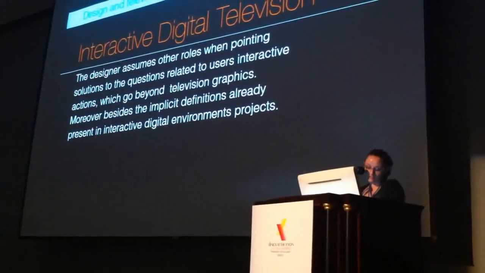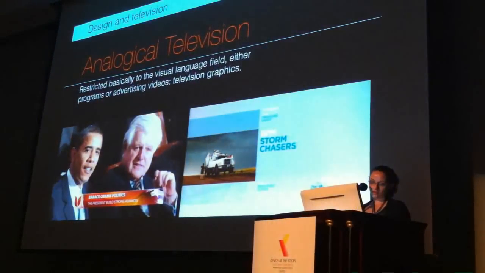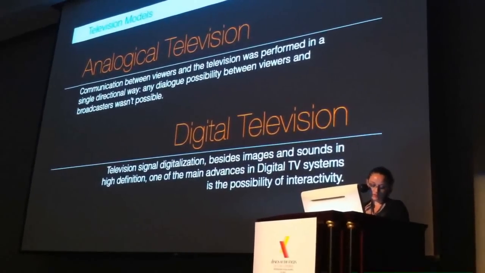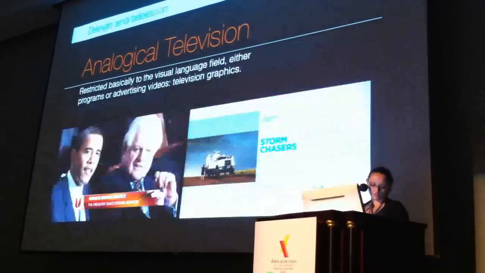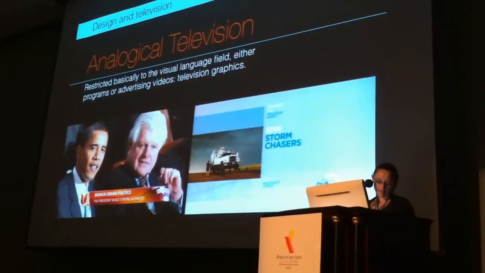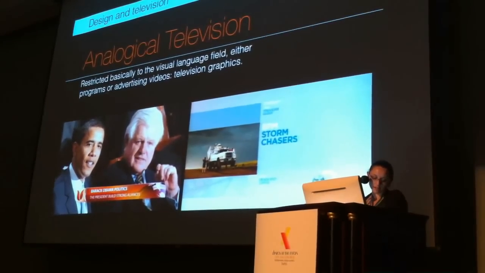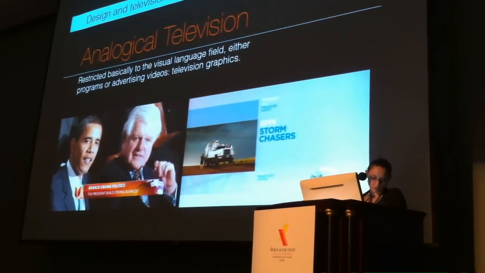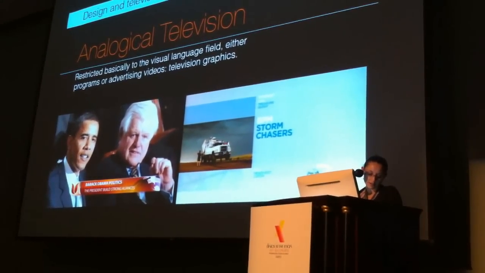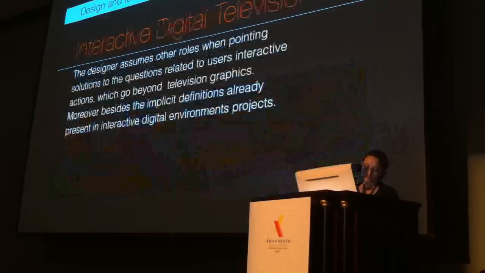In analogical television, the role of design in the production of content was restricted basically to the visual language field, either programs or advertising videos called television graphics, that is graphic design, lettering, and logos, aimed at creating the visual identity of the program or advertising the products, and all kinds of visual elements that overlapped the figurative images caught by cameras.